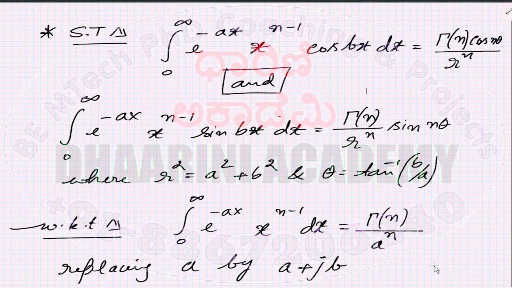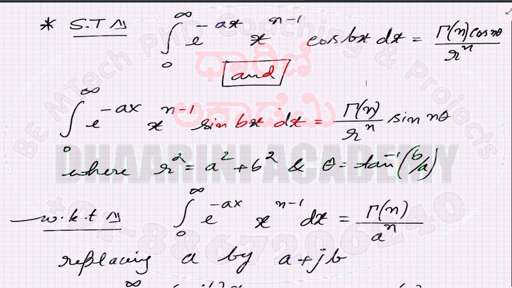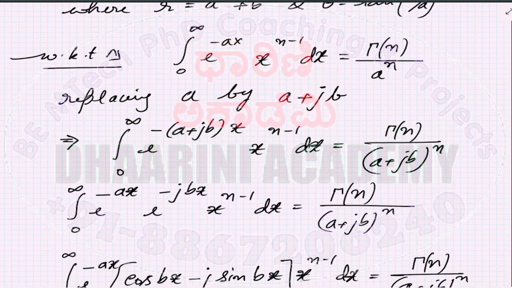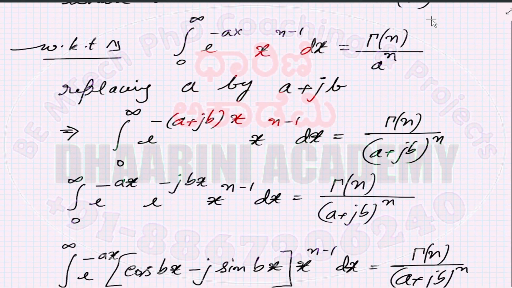So what do we do here? We know something already, right? What we know here is integral 0 to infinity e to the minus ax x to the n minus 1 dx. That part we already know. It's a standard theorem saying that you can equate that to gamma n by a to the n. So in this, we replace the a by a complex number, say a plus jb.